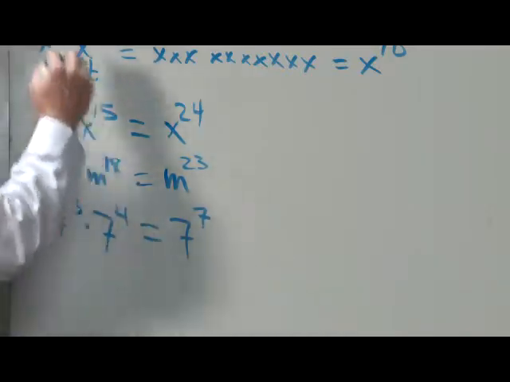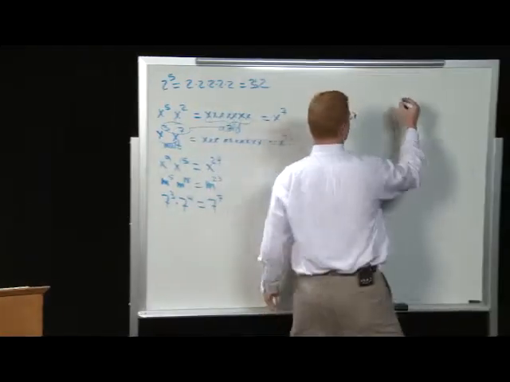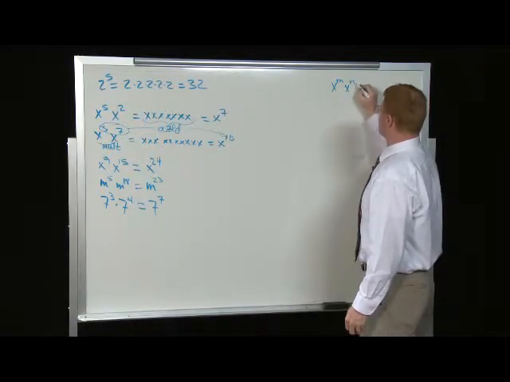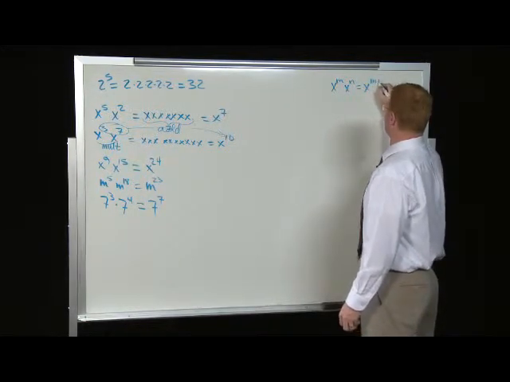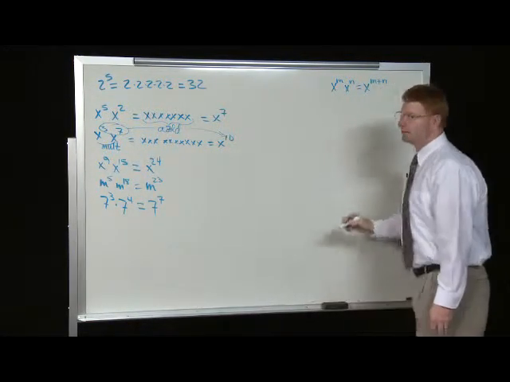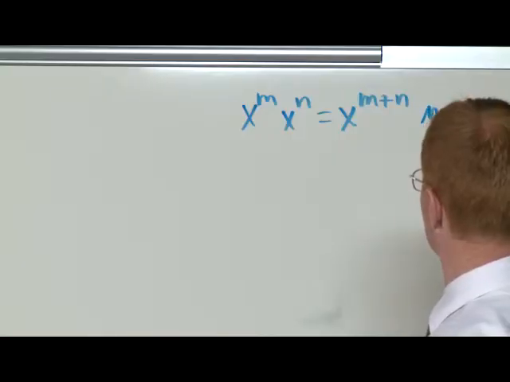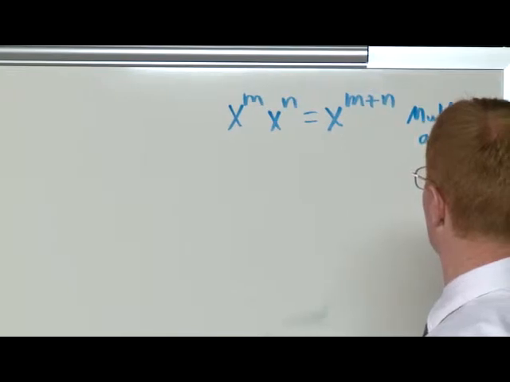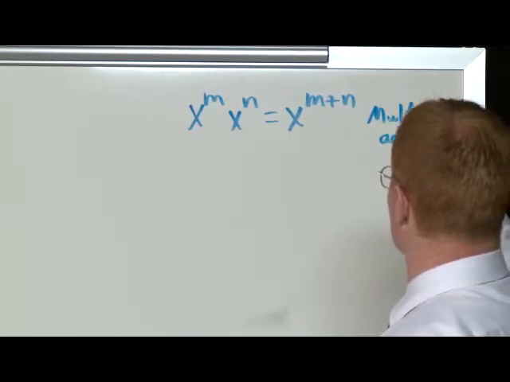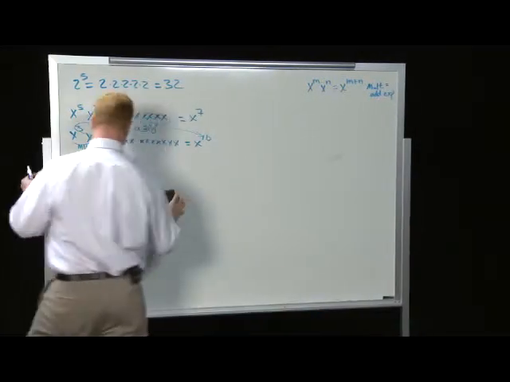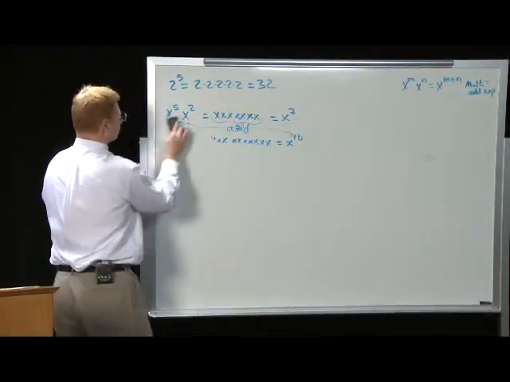So we're going to write this pattern. If I have x to the m times an x to the n, that's x to the m plus n. You add exponents when multiplying. Multiplying, add exponents. You have to multiply the same base there in order to get that to work. Okay, let's try the next rule.